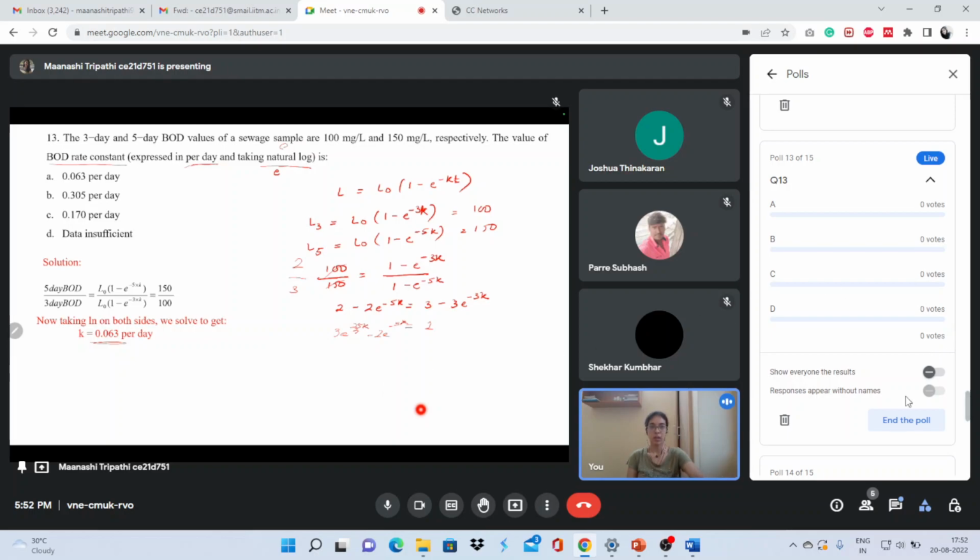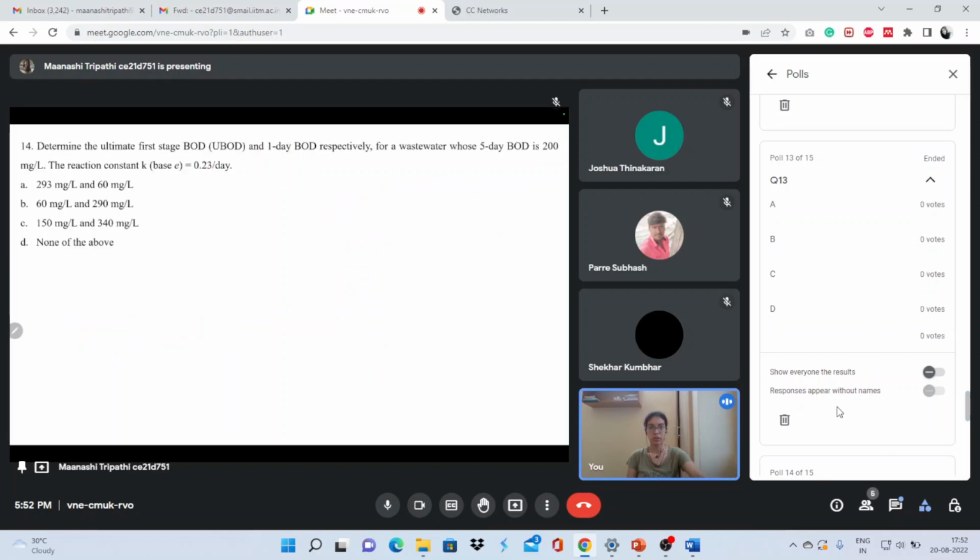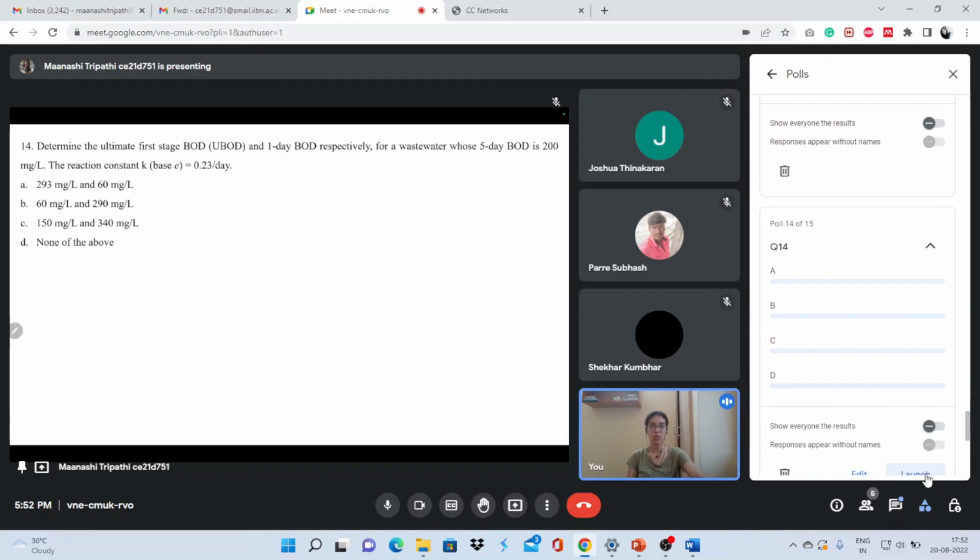Okay. We'll move towards the next question. Question number 14, and these are the polls for question number 14. This is also a numerical based question. Determine the ultimate BOD and 1-day BOD respectively for a wastewater whose 5-day BOD is 200 milligrams per liter and the constant is 0.23. So we know L5, we need to find L naught: 1 minus e raised to the power minus 5k. L5 is 200.